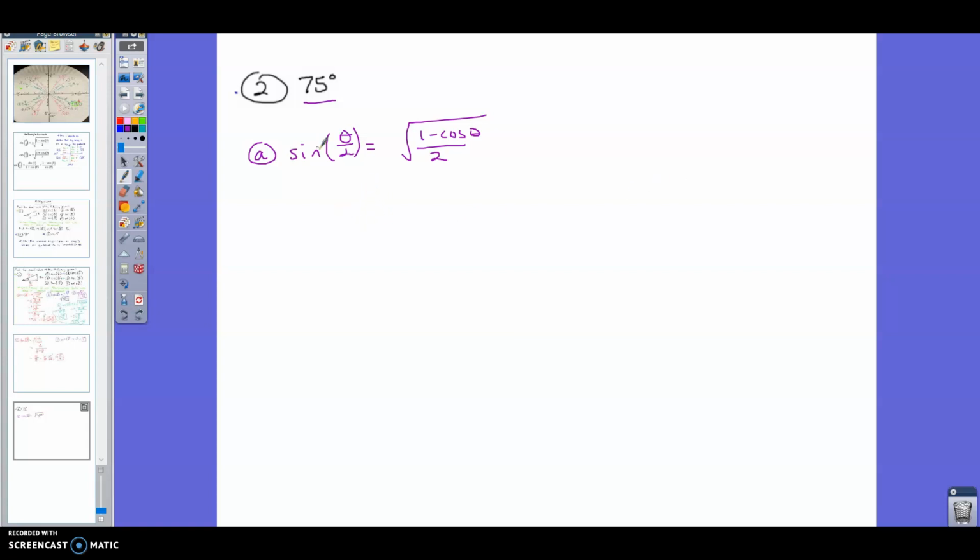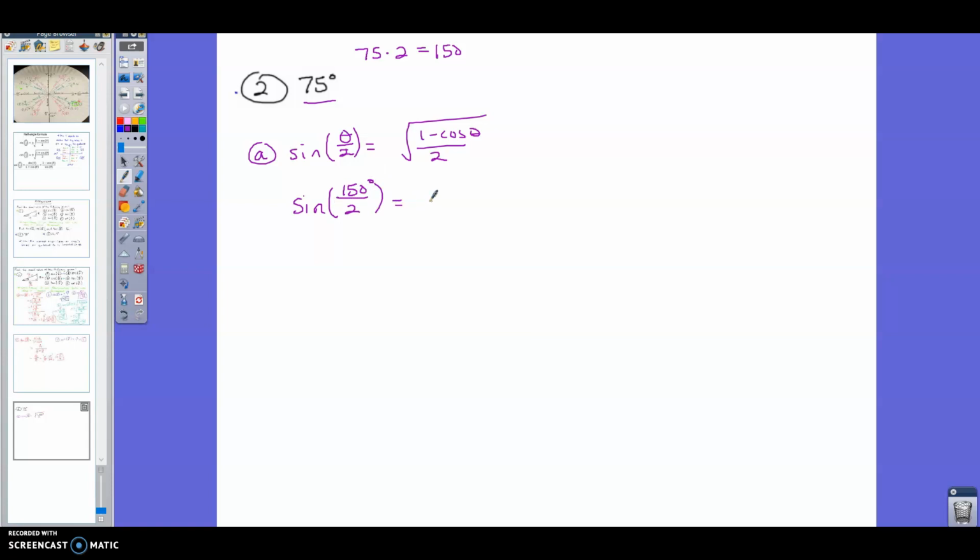So what we want to do is see how we can rewrite theta so that when we divide it by 2, it equals 75. Well, the nice thing is there is an easy way to find that. If we take our angle and multiply it by 2, we get 150. If we took 150 and divided it by 2, we get 75. So we want to rewrite this as the sine of 150 degrees divided by 2.